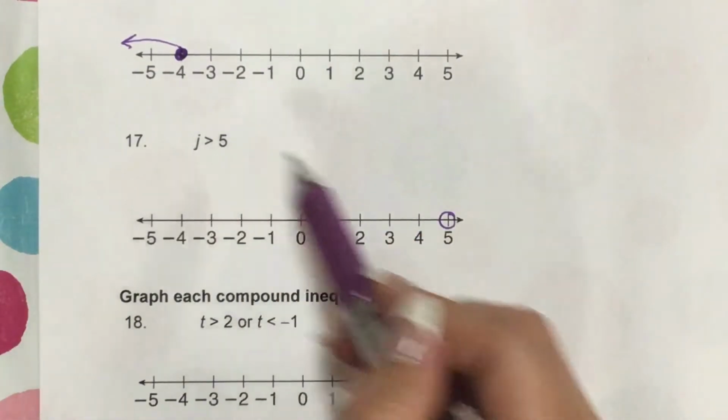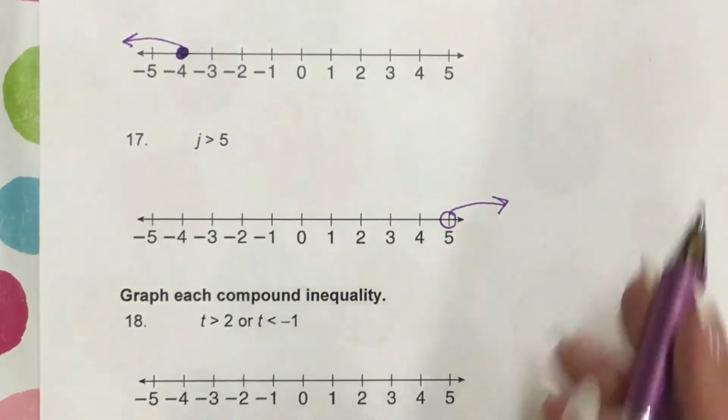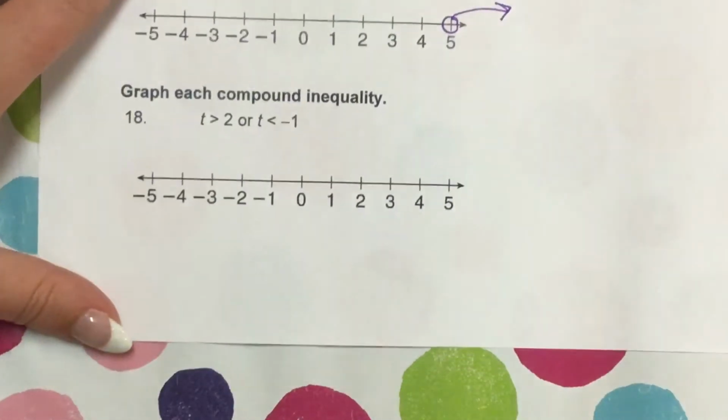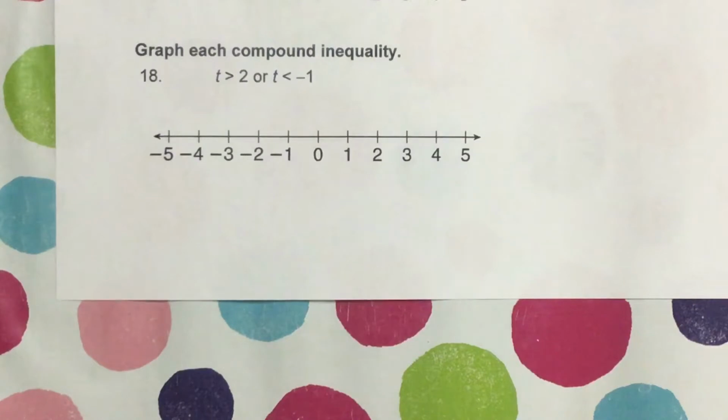And j is greater, so everything greater than 5 would be this way. So that's how you graph that one. Okay, now we're going to go ahead and graph compound inequalities. So I want to do a couple together, and then I want you to do some on your own.